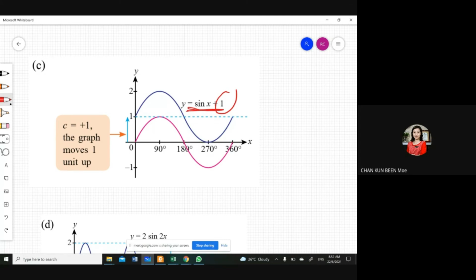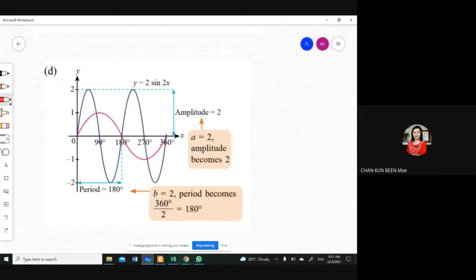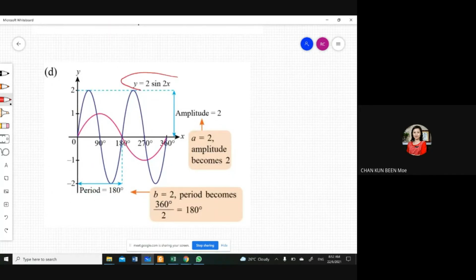Okay, and then for d, they ask you to draw y equals 2 sine 2x. The value of the a indicates the amplitude, so you can see it moves to 2 here. And then the 2 over here indicates the number of periods. So 360 divided by 2, 180, is 1 period. From 0 to 180, we have a complete period. From 180 to 360, another complete period. So that is the meaning over here.